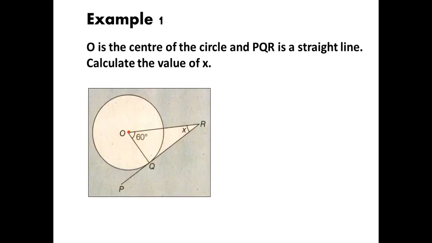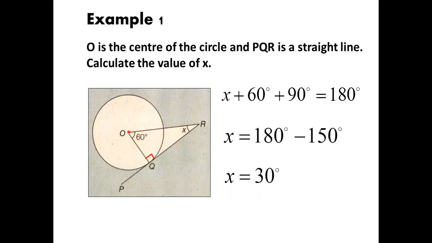Okay, example 1. O is the center of the circle and PQR is a straight line. Calculate the value of x. We try to apply the property just now. When a radius intersects with a tangent, it will form 90 degrees here, and this is a right angle triangle. The total angle in one triangle is equal to 180. So therefore, x is 30 degrees.